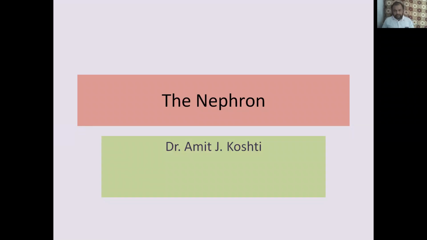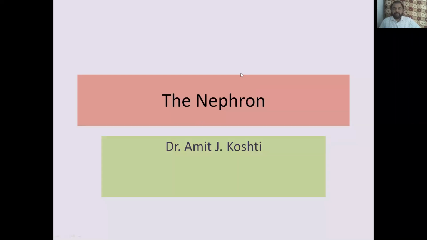But as I said in an earlier lecture, a single kidney has around 1 million nephrons. So the nephron is the fundamental unit of the kidney. We say kidneys are the filtering organ of the body, but the filtration process is carried out by the nephron. So today we are going to talk about the nephron in detail.